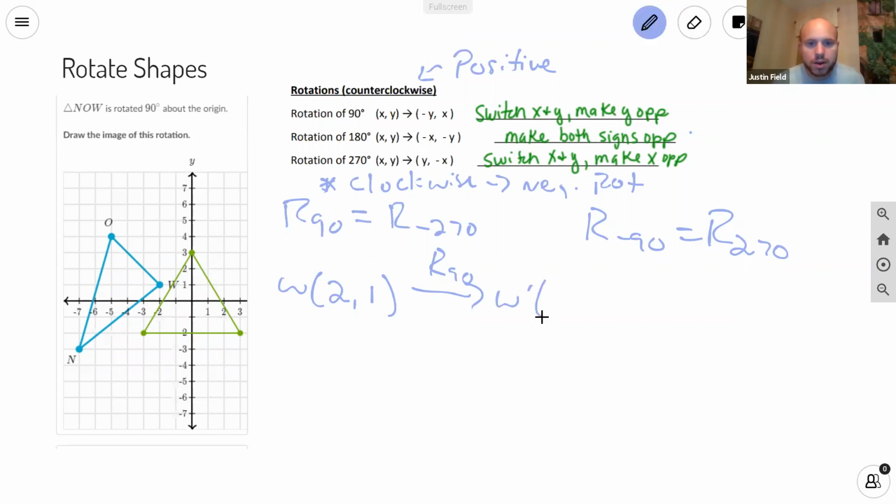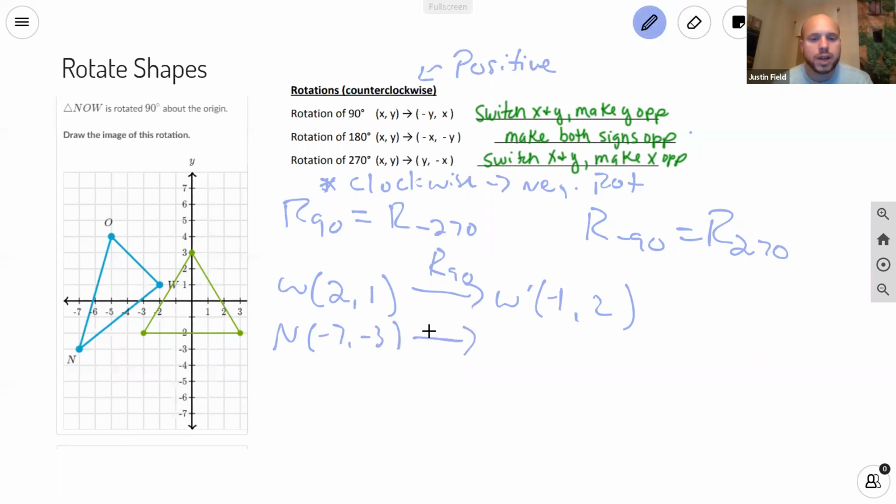W prime would be: switch the X and the Y, 1, 2, make Y opposite, and Y is 1, so like that. Okay, let's do it again with N. N is over here at -7, -3.